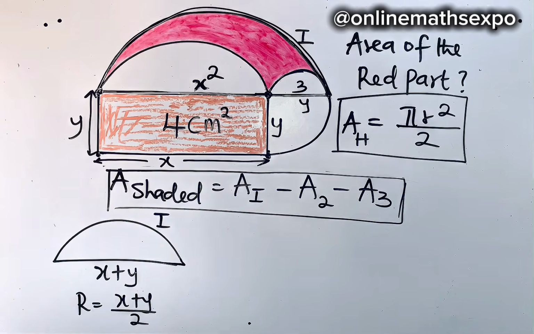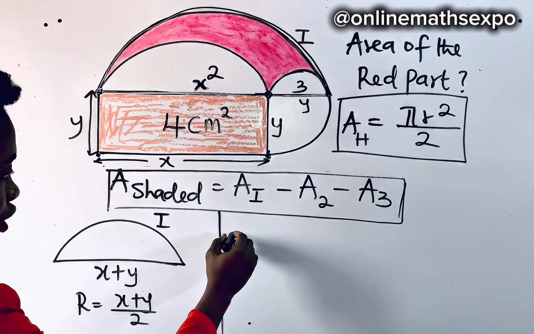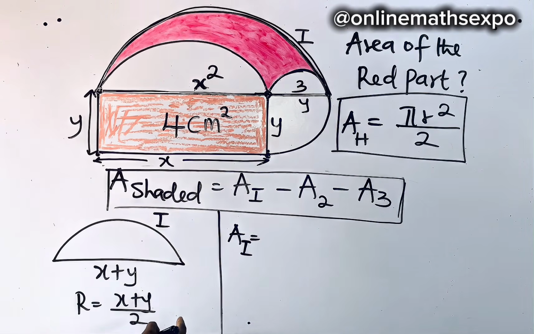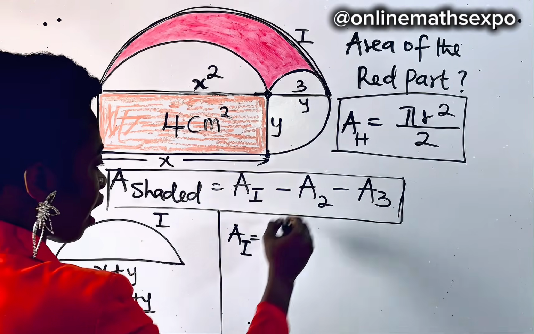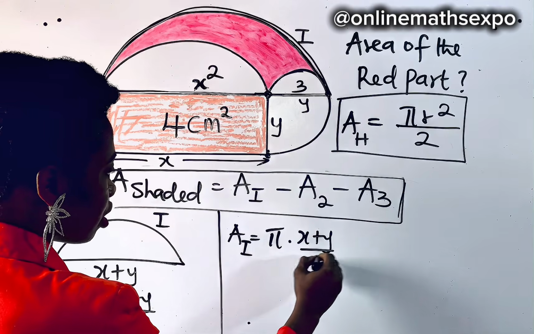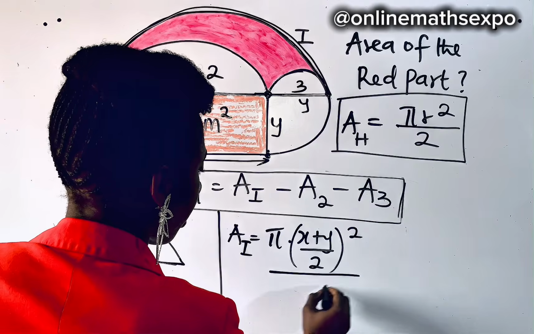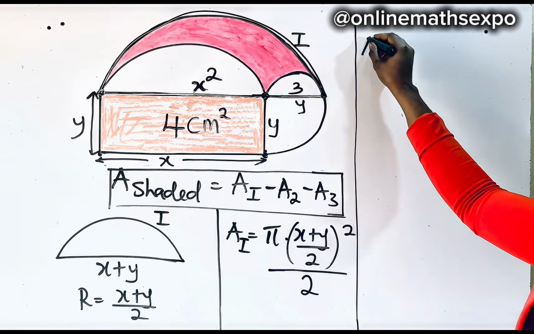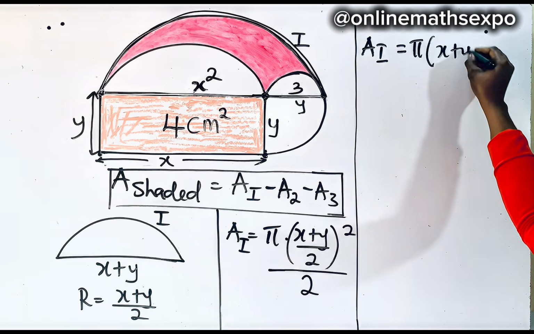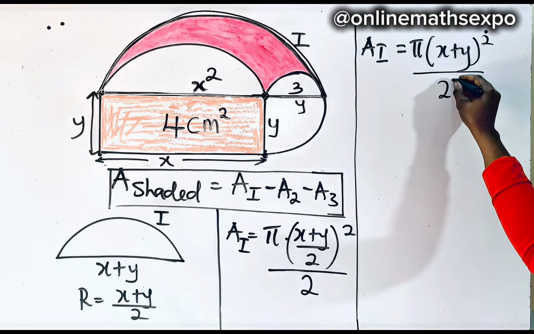Now, if the radius is this, let's get the area of this half circle, the biggest one. Remember, the area for the first half circle is going to be pi multiplied by the radius, which is (x plus y) divided by 2. Remember, you square it and then divide by 2. We now have the area of the first half circle will be pi times (x plus y) squared divided by, these two will also be squared.